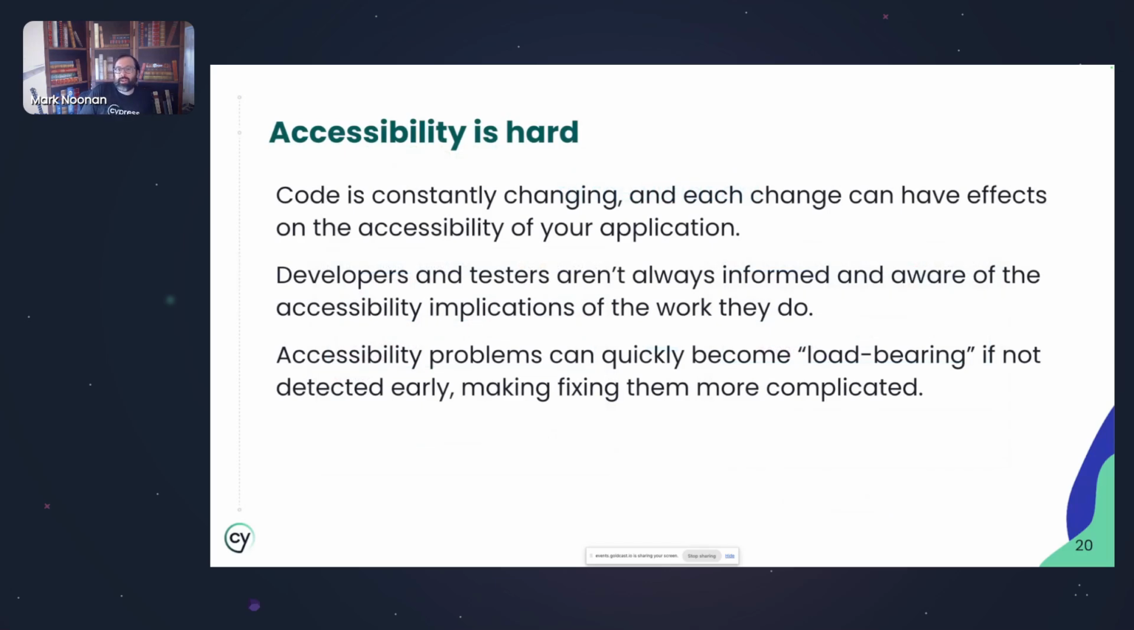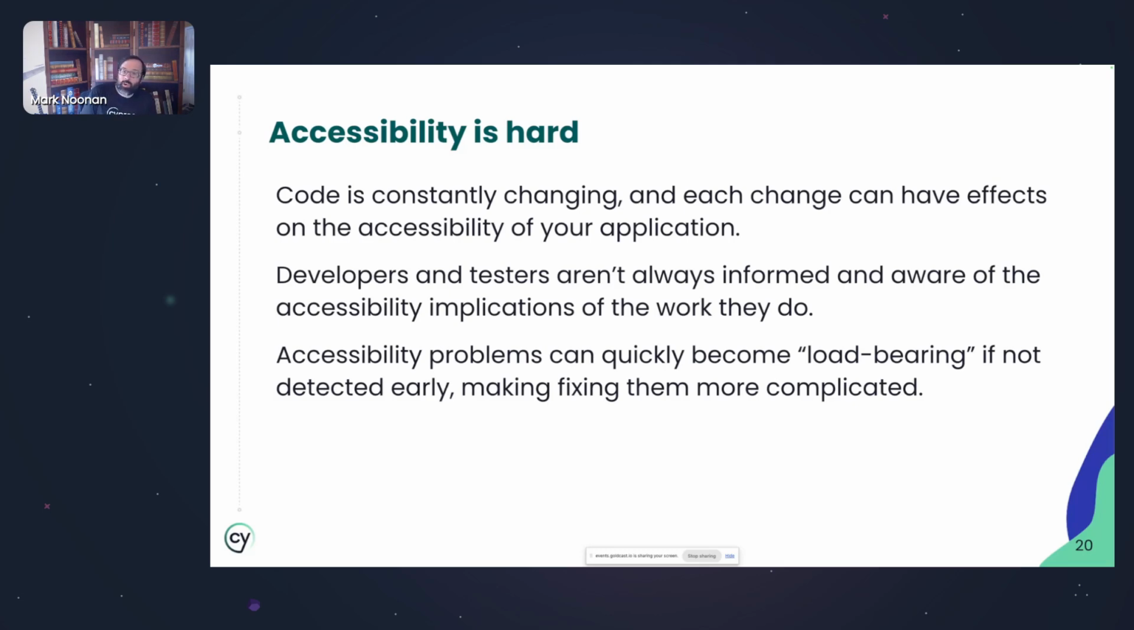But as I said, accessibility is hard. Why don't developers just do this in the first place on everything? It's because accessibility is hard. Code is changing often. Each change can have effects on the accessibility of the application, and those changes will affect the usability and the independence of your users in understanding and completing tasks that are part of your app. Developers who write code and the testers aren't always informed and aware of all of the accessibility things that might be going on. It's a lot of things to check every time.